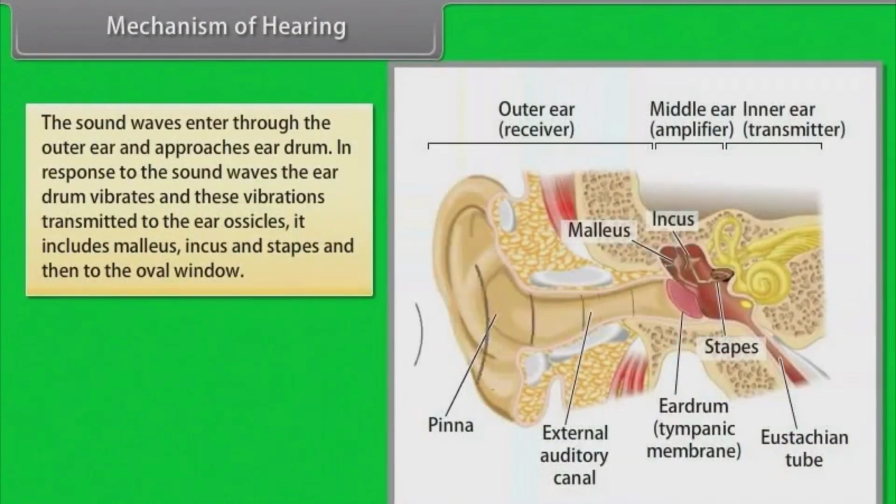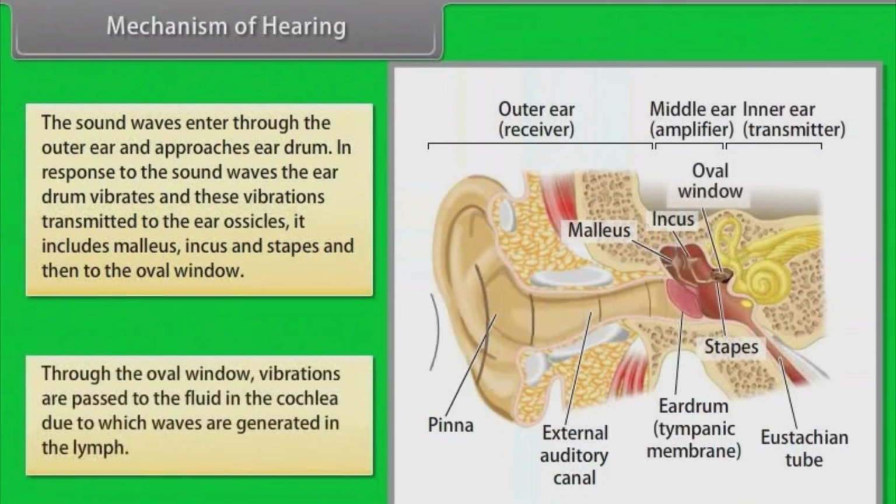Mechanism of hearing. The sound waves enter through the outer ear and approach the eardrum. In response to the sound waves, the eardrum vibrates, and these vibrations are transmitted to the ear ossicles. It includes malleus, incus, and stapes, and then to the oval window.